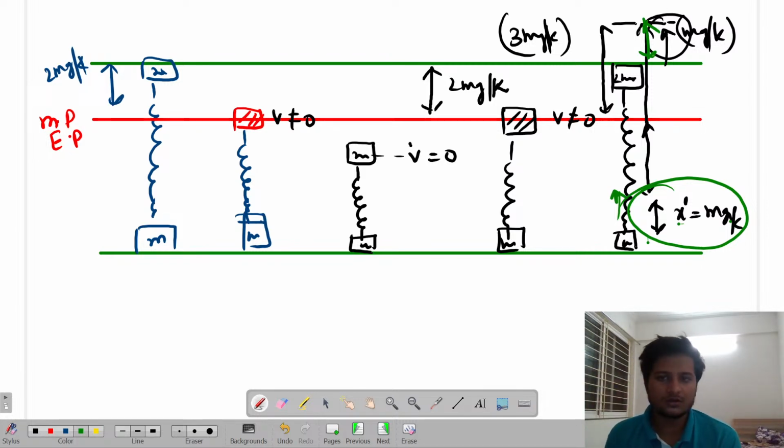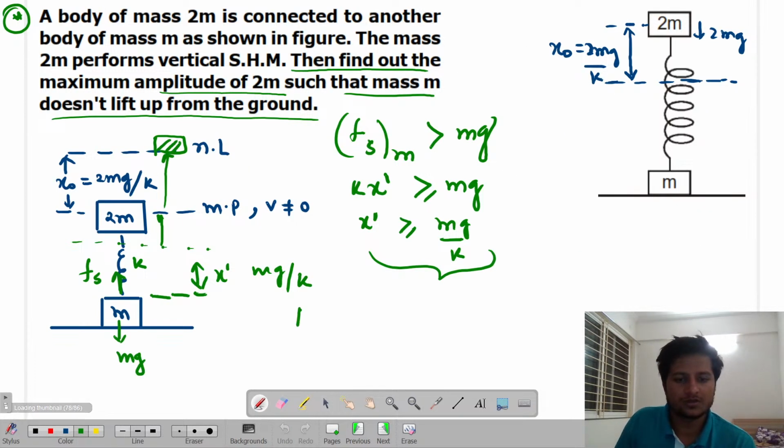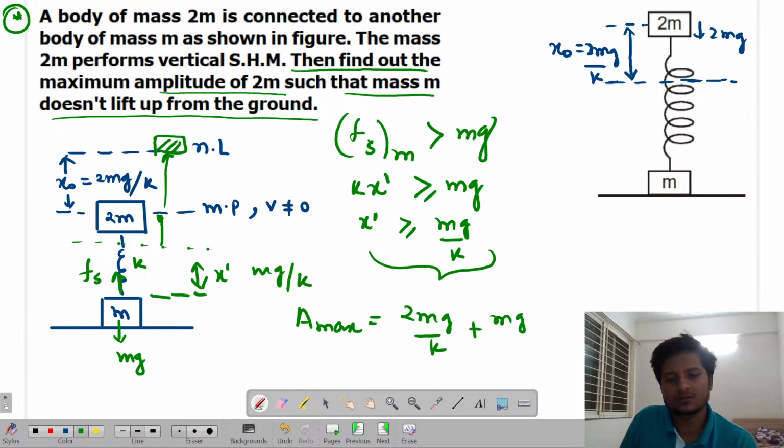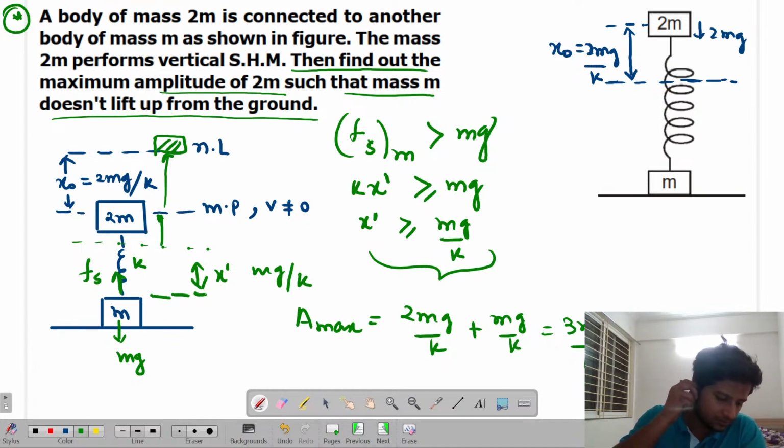Is that clear? So this is how much? Mg by k. So maximum amplitude becomes how much? From here to here, which is how much? 3 mg by k. Are you able to get me? So A max can be first 2 mg by k plus mg by k, which is how much? 3 mg by k. Beyond that, the mass m will lift up. Okay, is that clear? Understood.